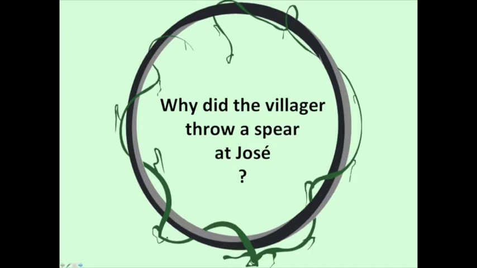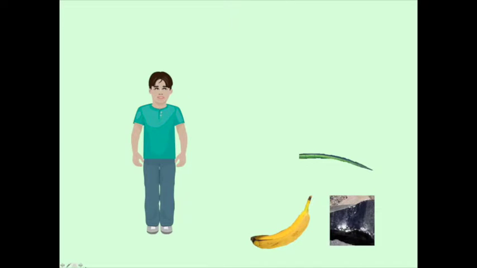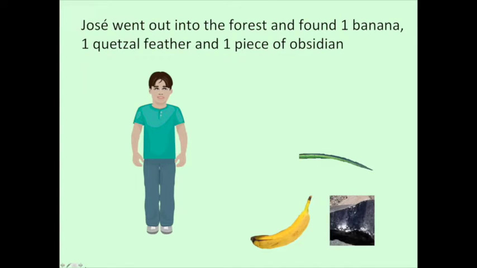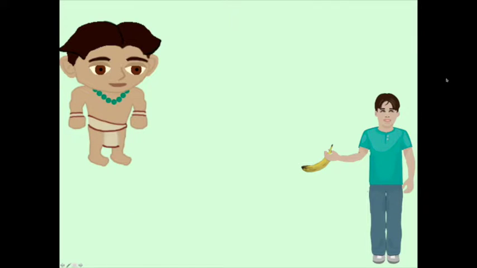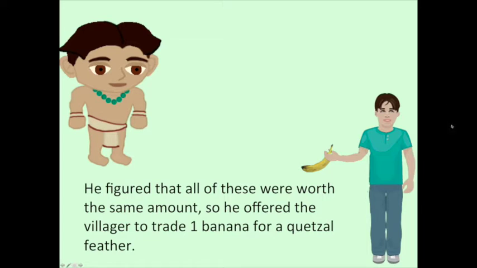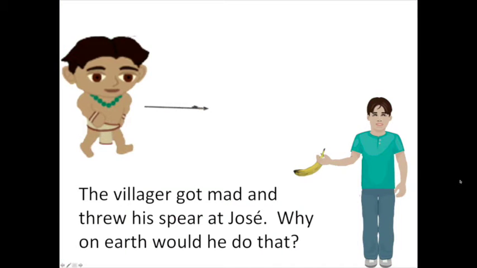Why did the villager throw a spear at José? José went out into the forest and found one banana, one quetzal feather, and one piece of obsidian. He figured that all of these were worth the same amount, so he offered the villager to trade one banana for a quetzal feather. The villager got mad and threw a spear at José. Why on earth would he do that?